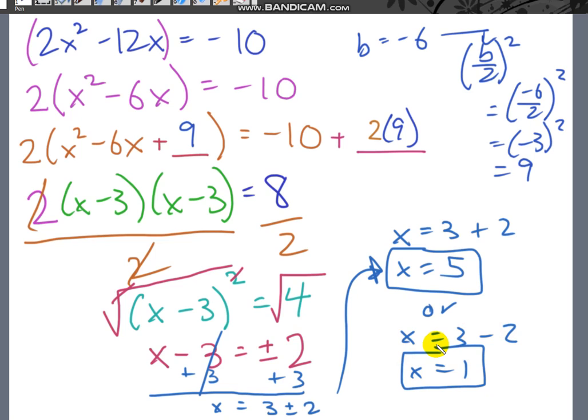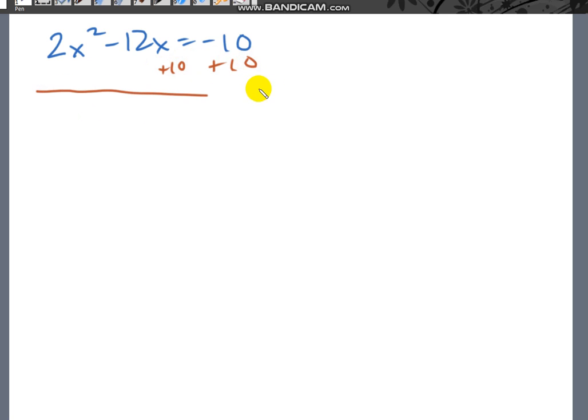Now, I'm going to show you another way that you could do this. Like I told you earlier, not all these problems are going to end up like this. So let's say we start all the way from the beginning: 2x squared minus 12x equals negative 10. So let's say you use something like that. What you could do is add 10 to both sides here, and you want to get 0 on the right hand side. So you get 2x squared minus 12x plus 10 equals 0.